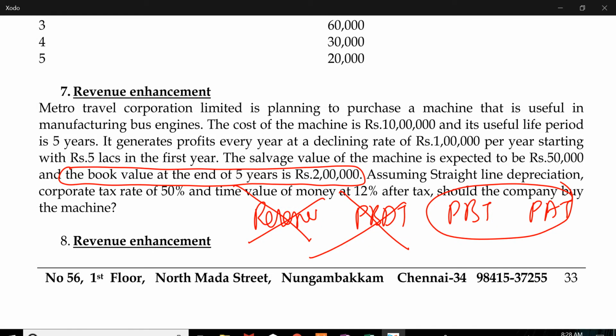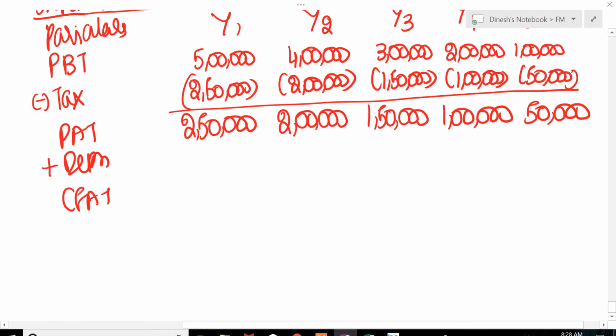Any doubts on this? This is because the question says book value at the end of 5 years is 2 lakhs. If that was missing, then what you said is correct: 10 lakh minus 50,000 divided by 5 years is perfectly right if the book value information was missing in the question. They have made it very clear in the question that at the end of 5 years there is going to be a value, and that value is how much they have said? 2 lakhs. So depreciation is 10 lakhs minus 2 lakhs divided by 5.